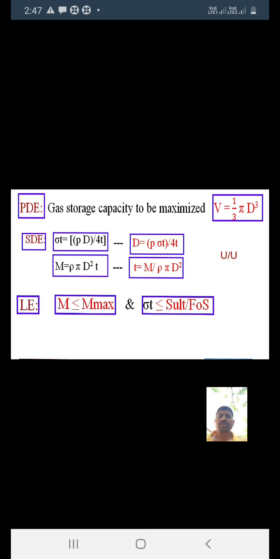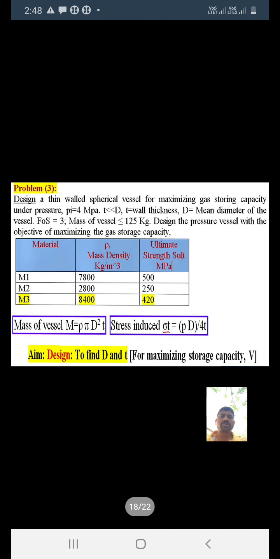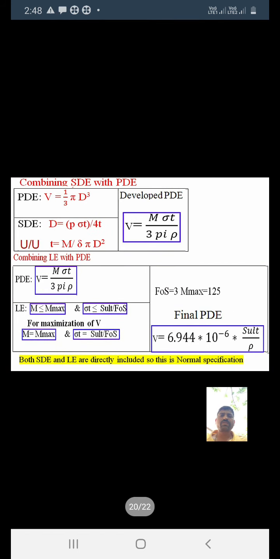Yes, anybody? You know that yesterday we have seen there are limiting equations: m is less than m max, and sigma t is less than or equal to SUT divided by factor of safety. These values are given. With the help of that you can find the limiting equation. Then see, combining the secondary equation with the primary design equation. This is the first step. We have seen the optimum design procedure for normal specification.